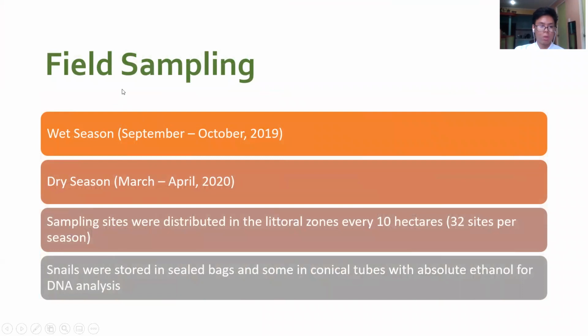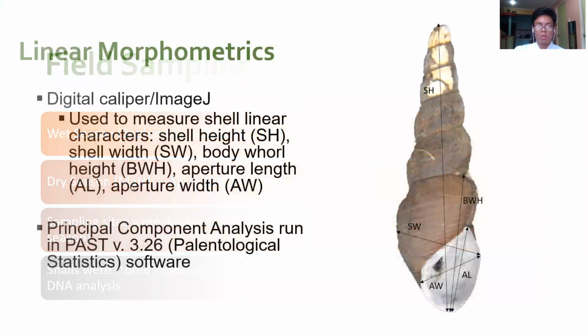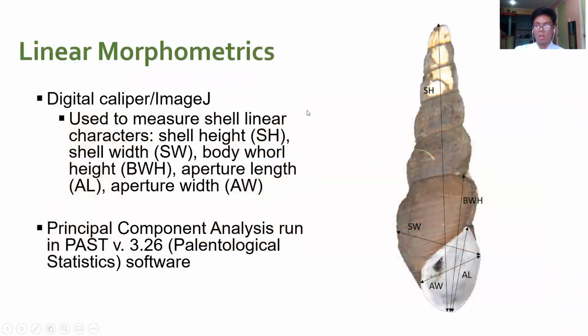As for the field sampling, we conducted it during these months in the wet and dry seasons. And as I've mentioned, they were distributed in the littoral zones, every 10 hectares. Snails were stored in sealed bags and conical tubes with absolute ethanol for preservation and for other studies that were conducted by my other colleagues at the time.